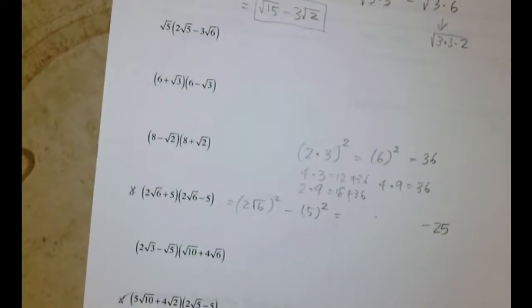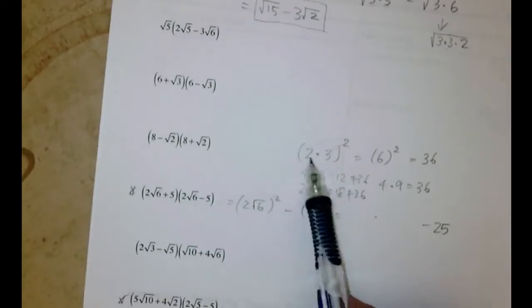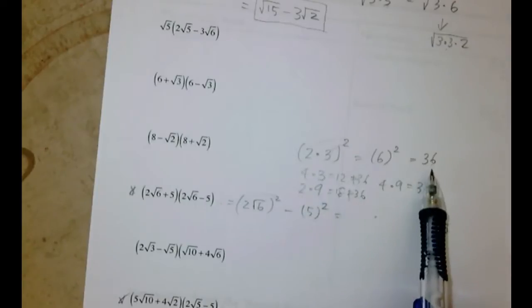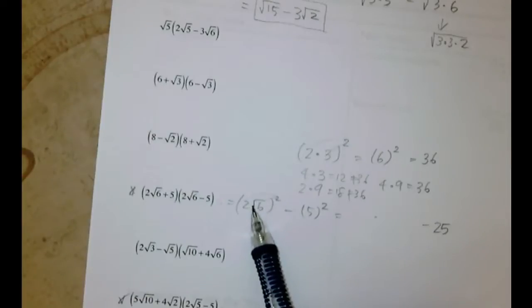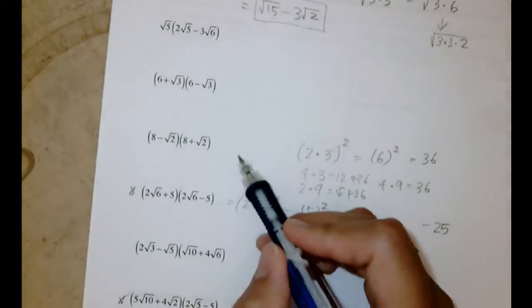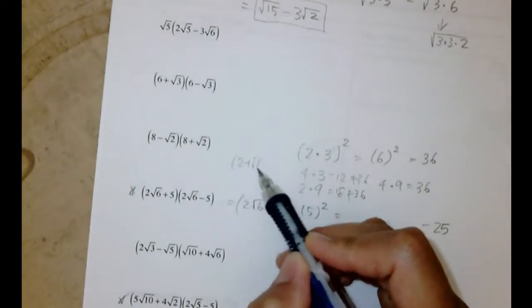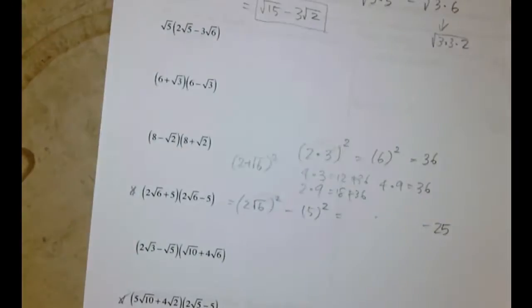So if you're not sure, you can always use a simpler number and check. But the exponents need to be distributed when there is a multiple here. Now, if this is 2 plus square root of 6 squared, then what happens?